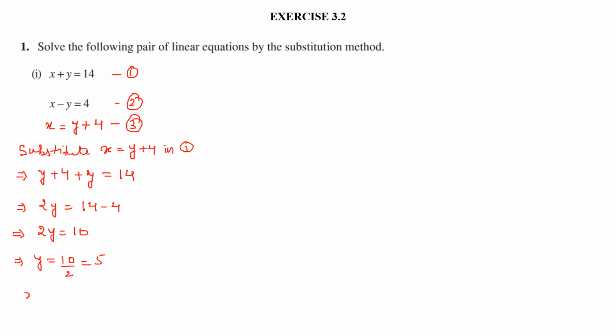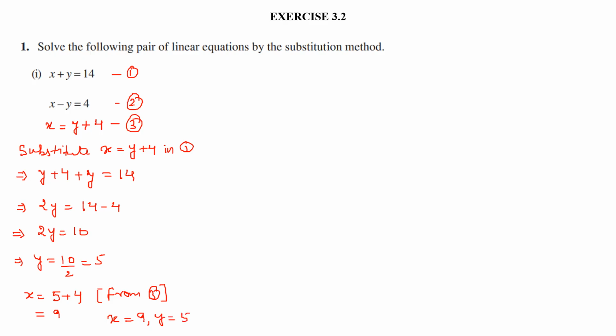Okay, so what will happen? x will be equal to 5 plus 4, which will give you 9. And from where you have written? From equation 3. Okay, so the solution is x equal to 9 and y equal to 5.